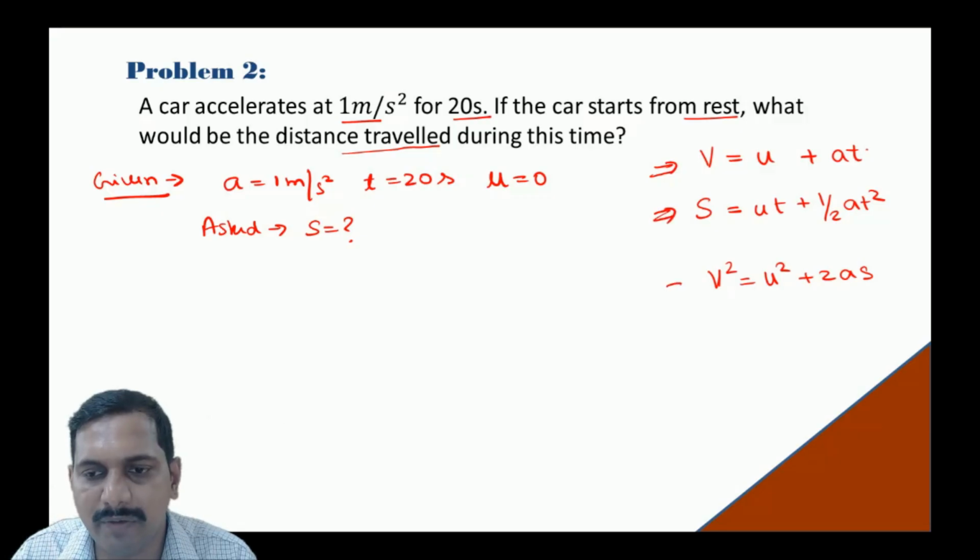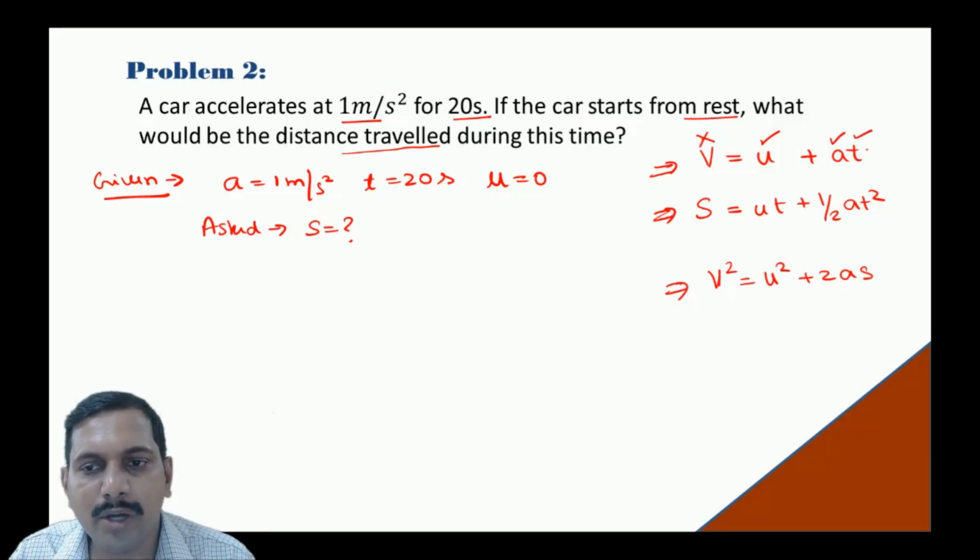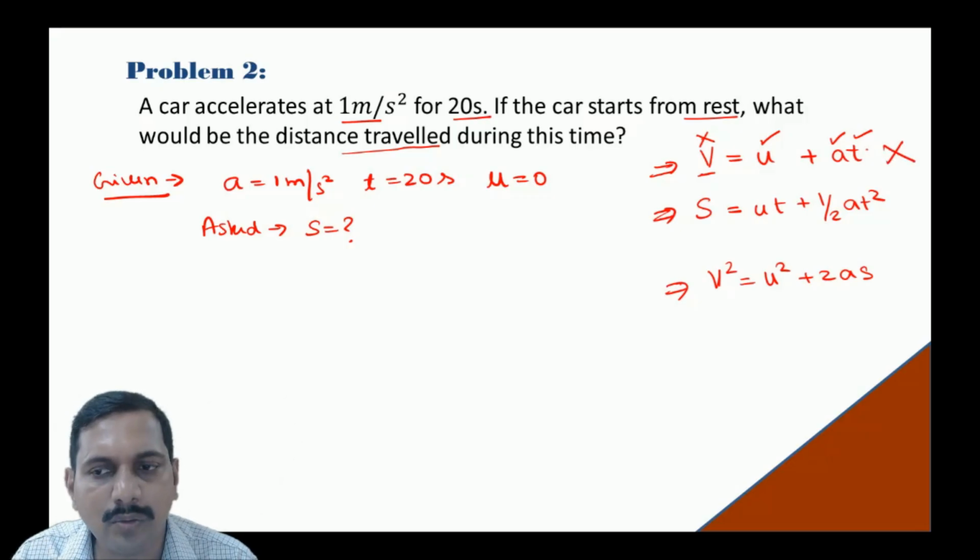So we are going with a very basic methodology. Here, first equation, let us see. V is not given, U is given, A is given, time is given. So you can solve this equation, and we'll get the velocity at the end of the time duration. But is that what is asked? No. So let us set this aside.